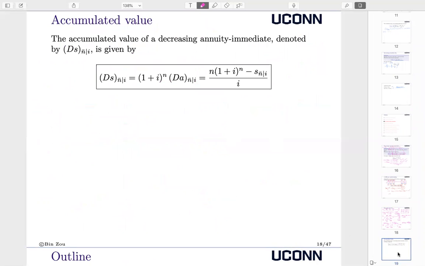Accumulated value. In case you really want to memorize, at least don't memorize the accumulated value formula, because as long as you know the present value, you simply times by the accumulation value factor, which is 1 plus I to the number of years, right? So never memorize them at the same time, because as long as you know one, you know the other easily, right?